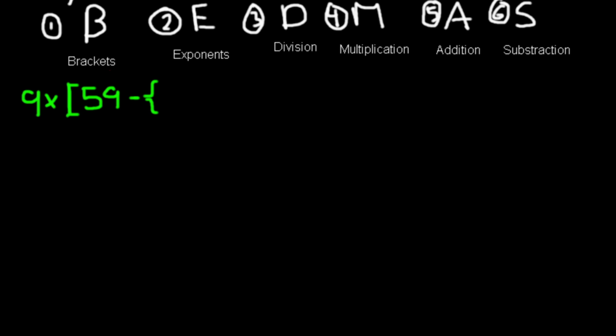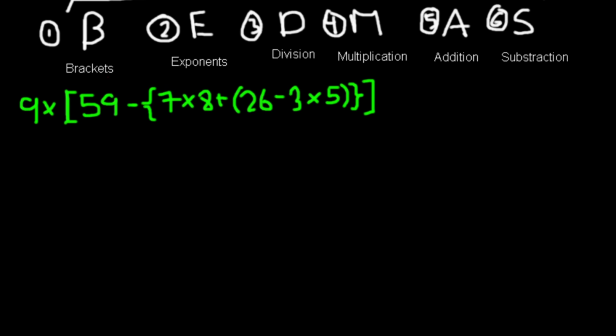Seven times 8 plus, in brackets you have 26 minus 3 times 5, and then close the squiggly bracket and close the full bracket. So, let's go through BEDMAS. There are brackets, so we have to solve what is in the brackets first, which will take a while because basically this whole part is in brackets.